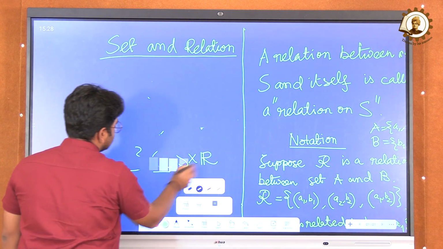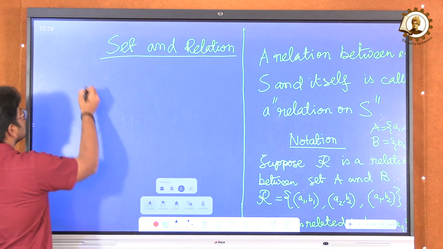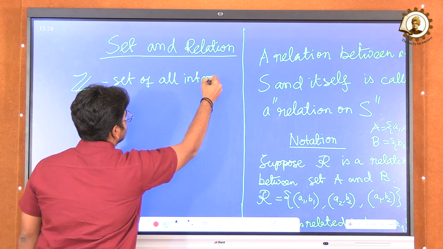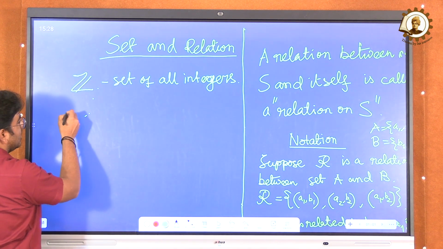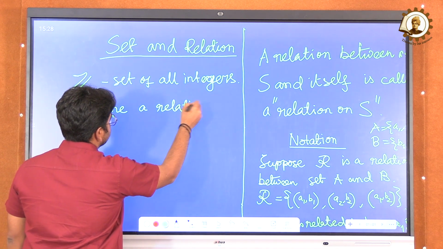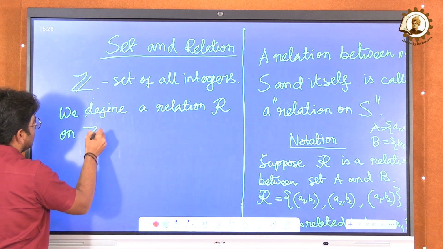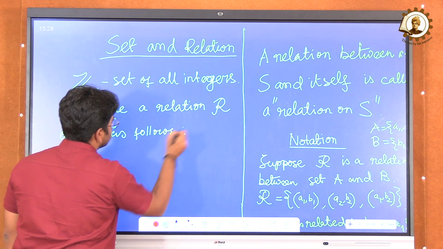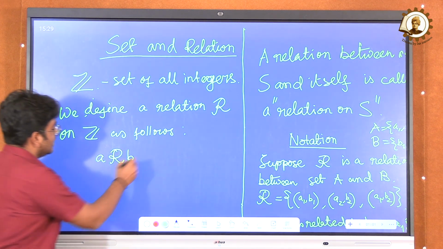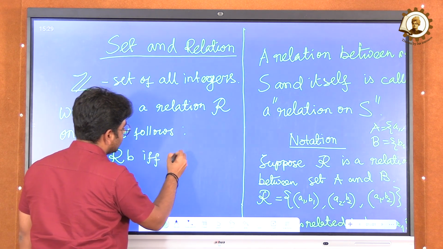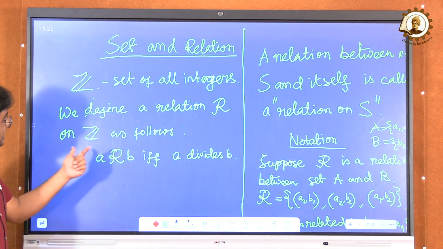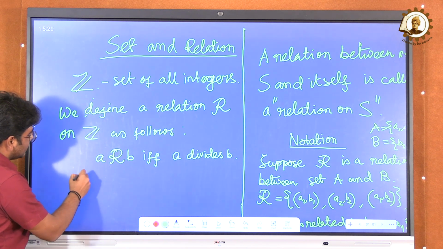So I will discuss a relation on a set. Let the set be Z, which is the set of all integers. We define a relation R on Z as follows: A is related to B, where A and B both come from Z, if and only if A divides B. So in this example, one can see that 1 is related to 2.